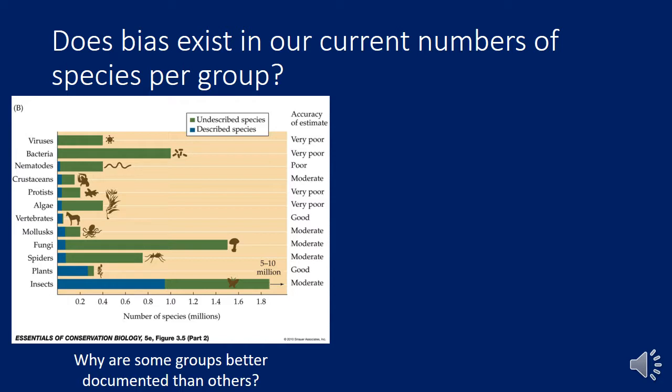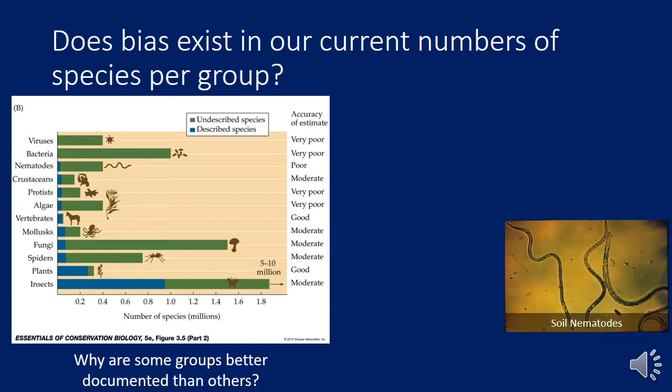And so why are some of these better documented than others? Well, some are bigger, like animals. We care more about them. Plants don't move. They're easier to catch. They don't have as complex a life cycle and that sort of thing. We kind of talked about that as we went through it.